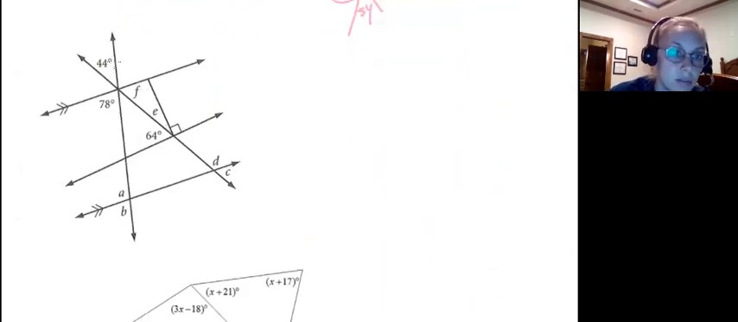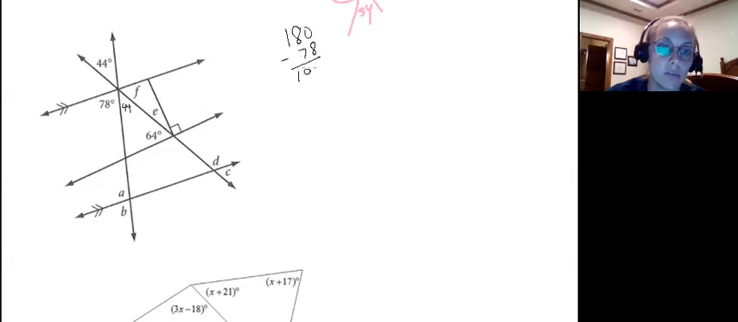So we have, this is 44. I'm going to use a vertical angle and find this as 44. And then if I wanted, I could do this one, but I don't really need to at the moment. I can use this straight line. 78 and 44 and F will add up to 180. So 180 minus 78 is 102 minus 44. Oops, I'm doing it again. 12 minus 4 is 8, and 9 minus 4 is 5, so 58. So F right here is 58.